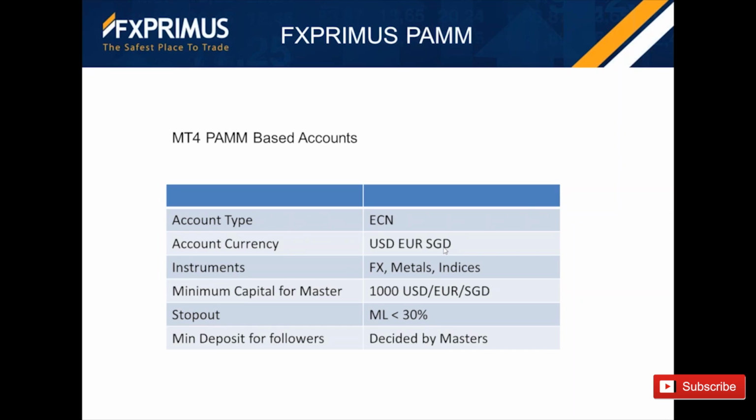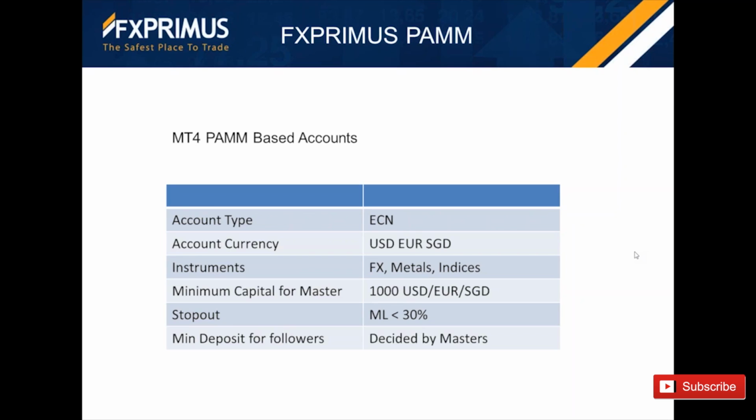Now, in order to be able to have a PAMM account, first you need to open a trading account with FXPRIMUS. You have to be a client of FXPRIMUS. If you're a client of FXPRIMUS, then you open an investment account through the members area. Once you open an investment account to invest through the members area, you can apply for a PAMM account.